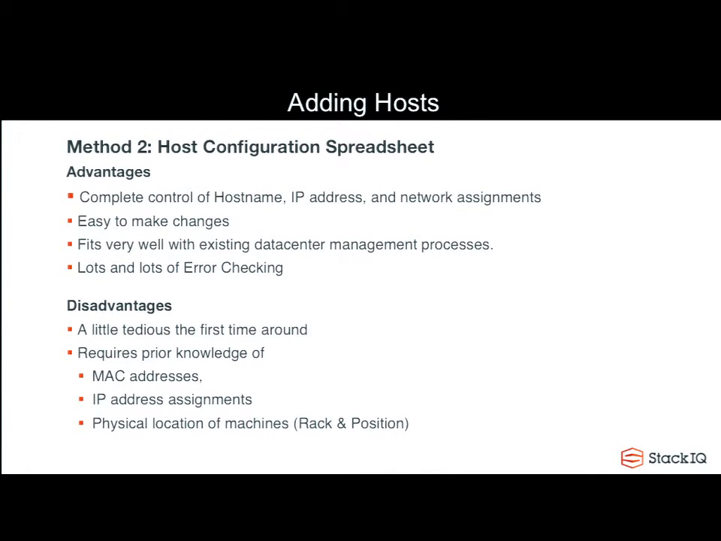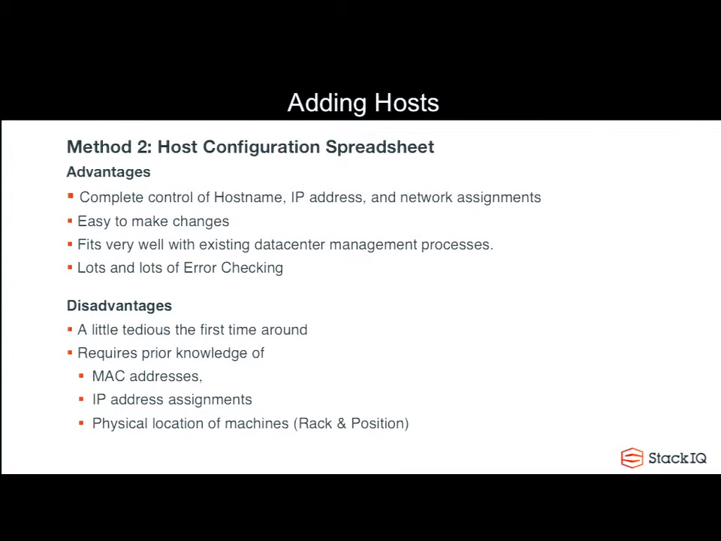Again, the advantages of this are you have complete control over your host name and IP address assignment. So you basically define it exactly the way you want. You define what networks they belong to. So you can control all those things. Very easy to make changes. As I said, you make a change, re-import it again. That's the new state of the system. Fits very well with existing data center management processes. This is what I meant when I said there is already an Excel sheet in every company that maintains this information. Put it in a certain format and make it usable.